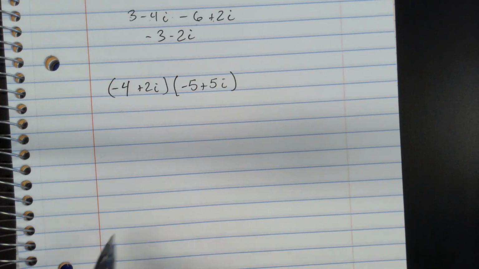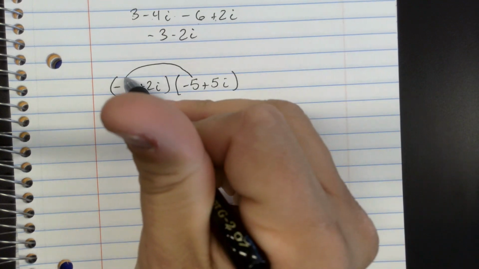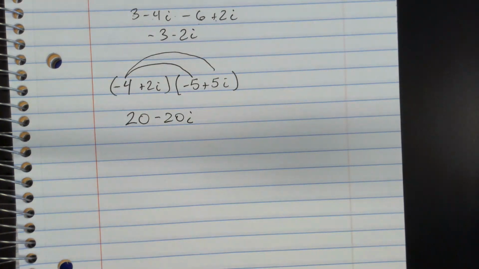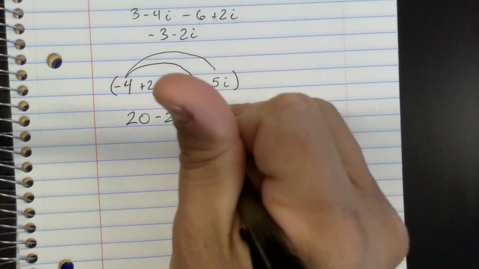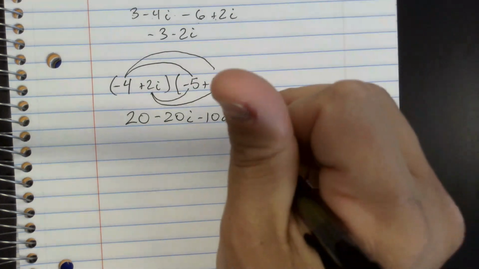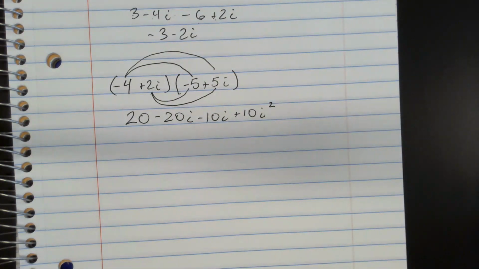Everyone ready? So negative 4 times a negative 5 is a positive 20. Negative 4 times 5i is negative 20i. 2i times a negative 5 is negative 10i. And 2i times 5i is positive 10i squared. And everyone here should be very, very comfortable by now with foiling, even if it's i's or x's or w's, whatever it is. So if it's the 10i squared, you have to divide that by 4.